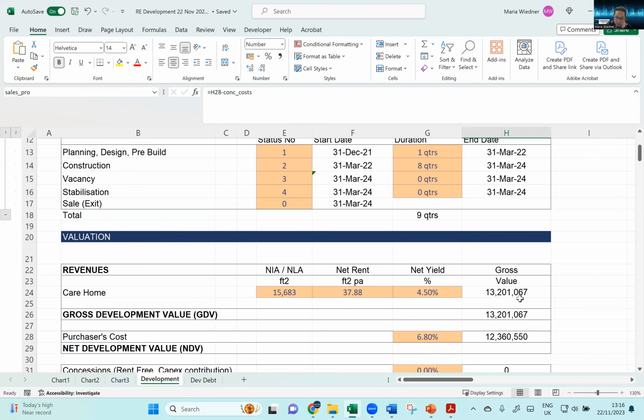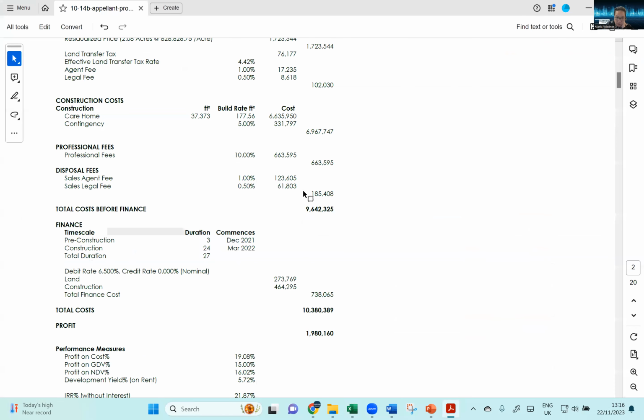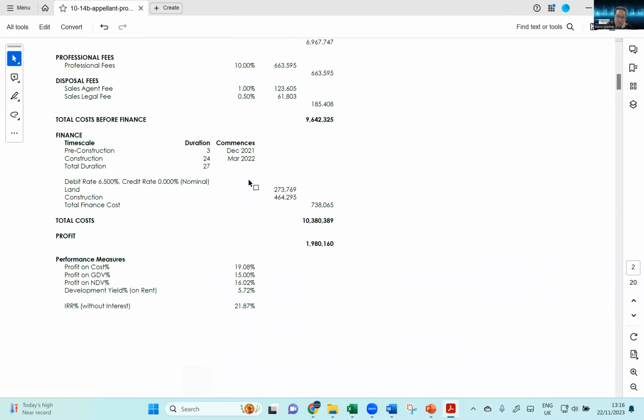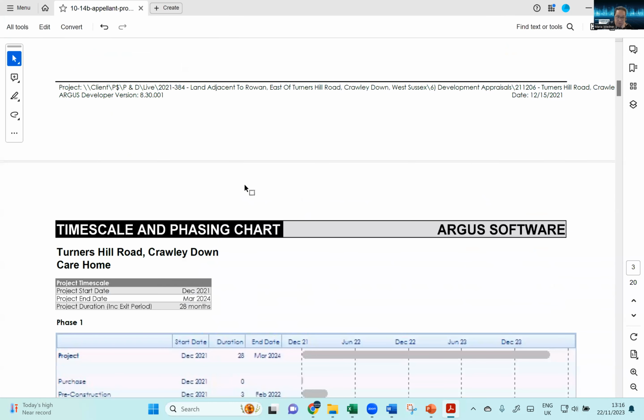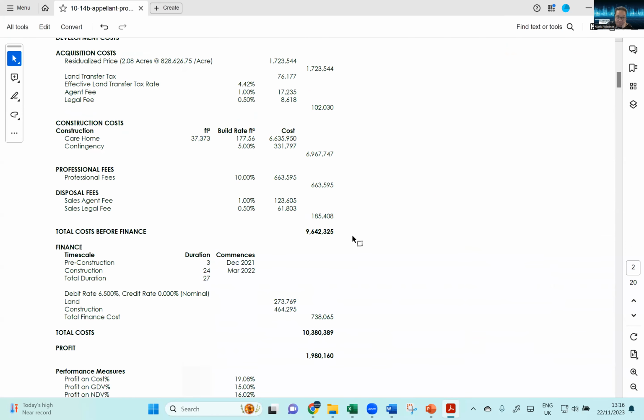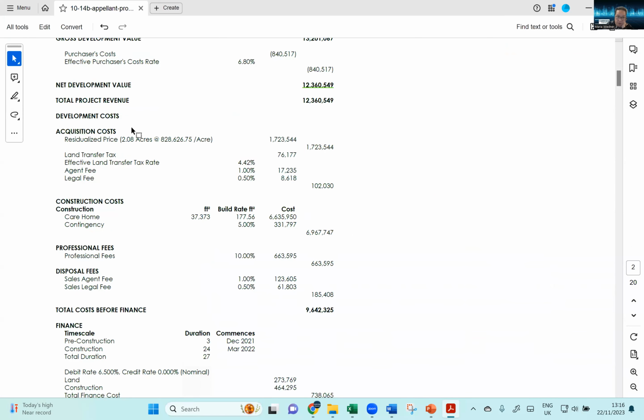And then this 12 million is going to be at some point. It doesn't say yet when, what the timeline of your development is. The timeline here is at the end. Okay, so what do we do with this information?